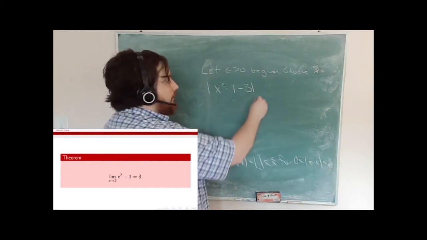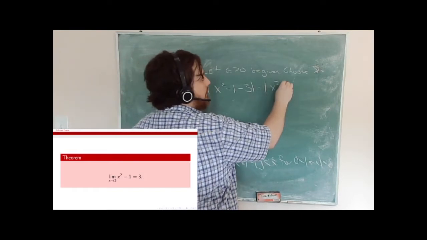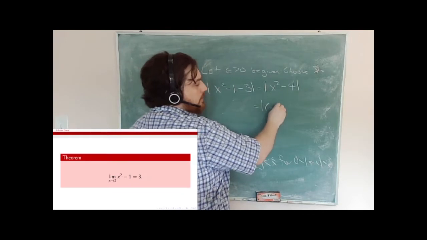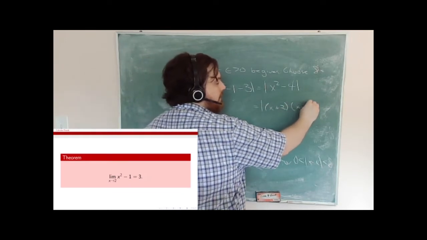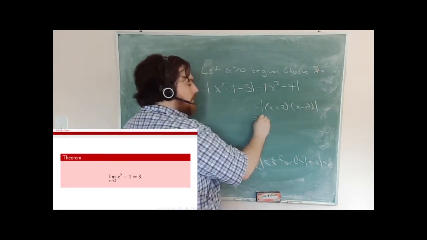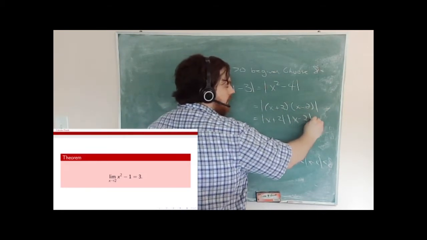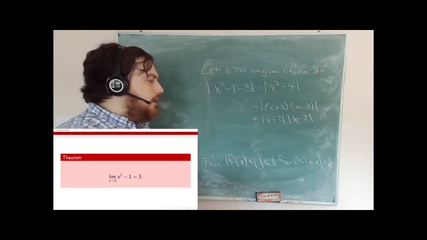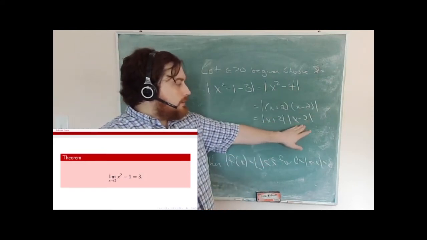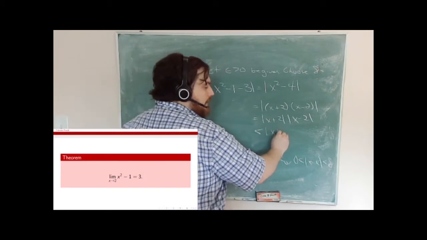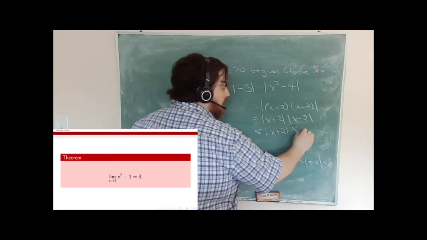So what I have is, this becomes x squared minus 4, which is then (x plus 2) times (x minus 2). So in absolute value, this is the absolute value of x plus 2 times the absolute value of x minus 2. And what we know is that we can assume that |x minus 2| is less than delta, so we get this is less than the absolute value of x plus 2 times delta.